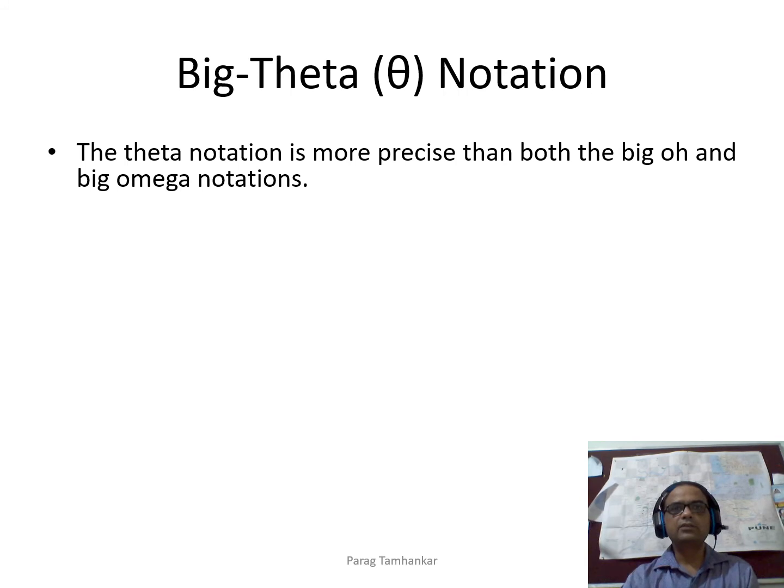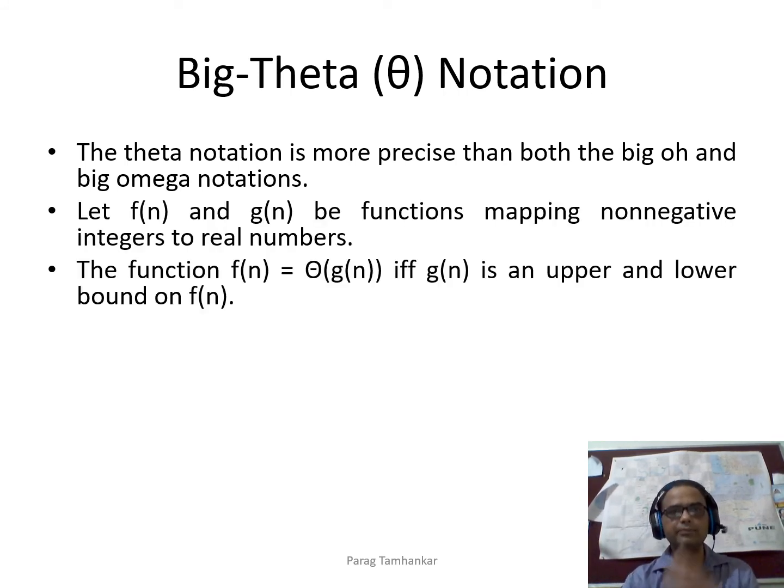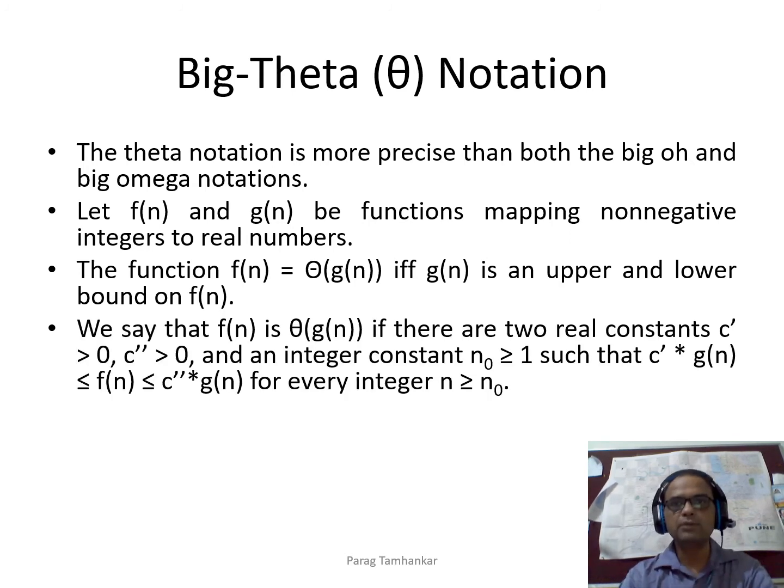So the theta notation is more precise than big O and big omega notation. Okay, so big theta notation places both the bounds, as you can see, upper bound as well as lower bound.